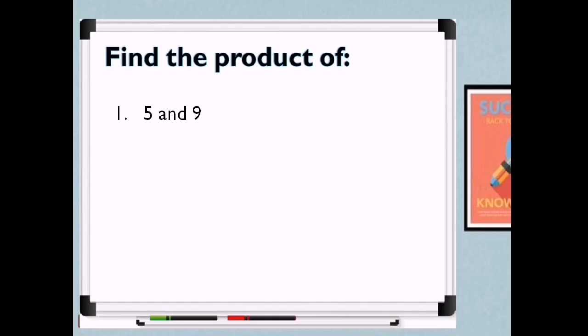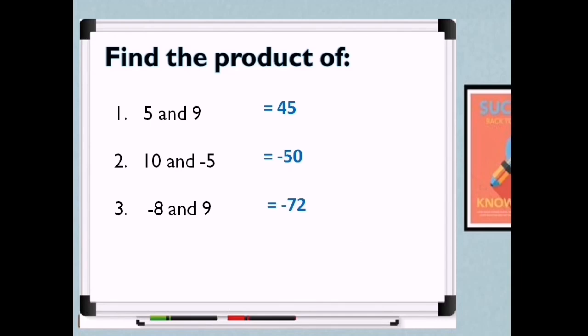So let's try this. Find the product of 5 and 9. Definitely the answer is positive 45. We just multiply 5 by 9. Next, 10 and negative 5. One is positive, the other one is negative, so the answer is negative 50. Third example, negative 8 and positive 9. When we multiply, the answer is negative 72. Fourth example, negative 12 and negative 5. Mababasa, same negative. So the answer is positive 60.